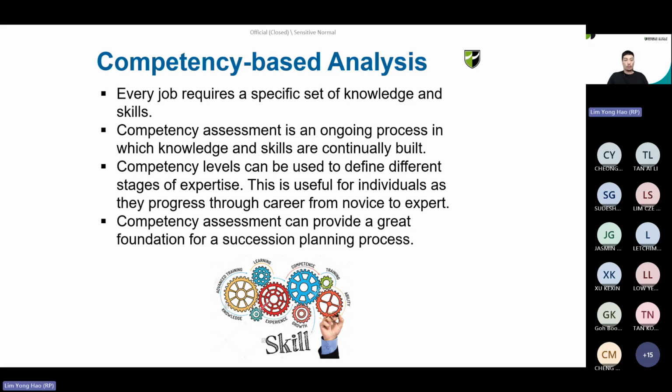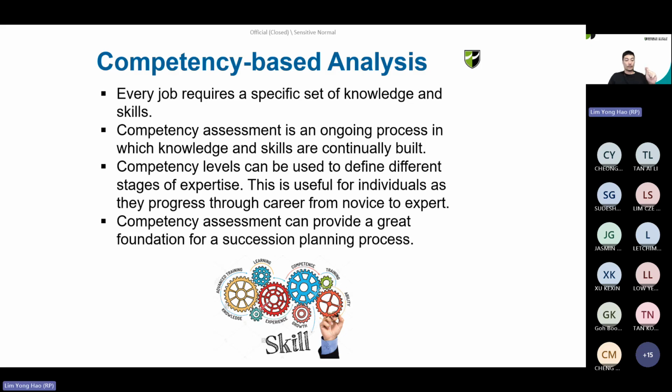Then we move on to competency-based analysis. Earlier on we talked about tasks, and tasks have associated knowledge, skills, abilities, and other attributes that will help anyone who possesses them perform that task effectively. When you have a combination of skills, knowledge, abilities together, then you call it a competency. So competency is a bit more broad-based, while skills and tasks are a bit more specific.